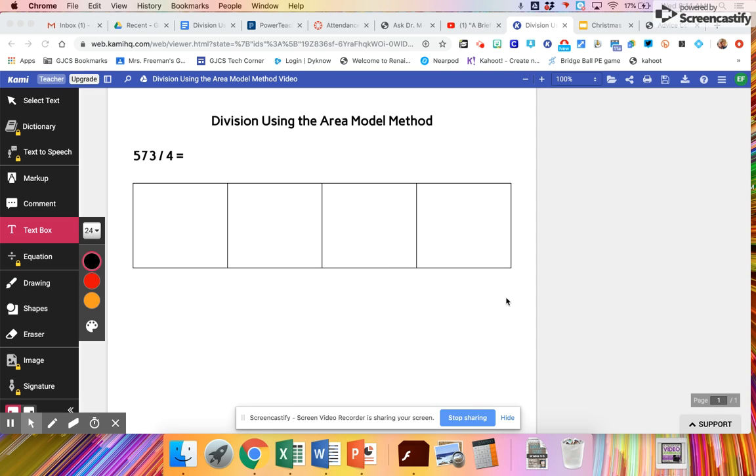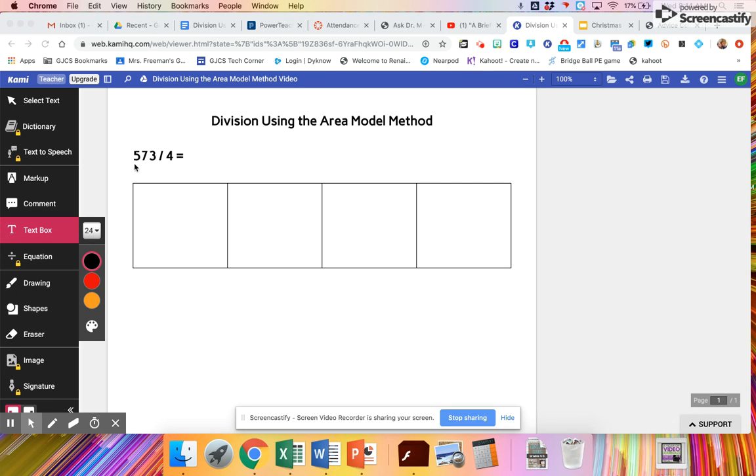Hello. So yesterday we started talking about using the area model for division. So I just wanted to post a video to kind of show an example of that. We're going to be doing some more practice today and the rest of the week on this method. And then next week we'll move on to more of the partial quotients method.